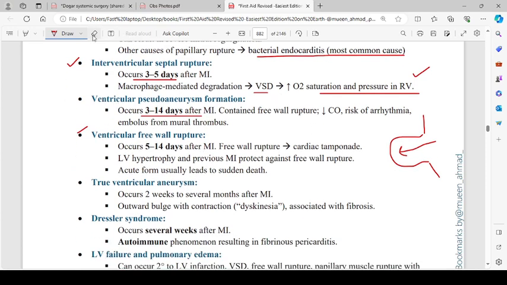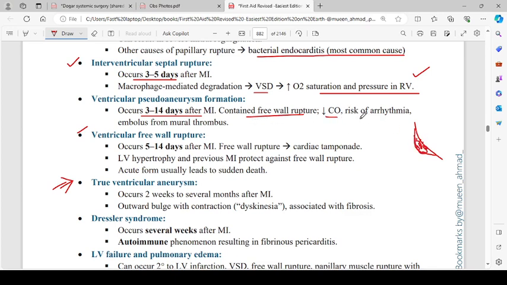I'm sorry, it's not false. It is a false thing. True aneurysm is over here. A pseudoaneurysm is the one in which there is contained free wall rupture. Like suppose this is the cardiac wall. All three layers are not rotating, but there is a defect, and between the pericardium or epicardium and the heart, there is an accumulation of the blood. So this is contained free wall rupture.